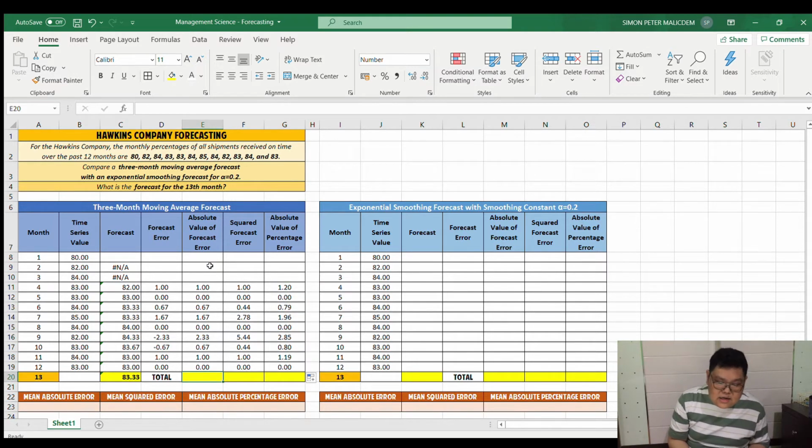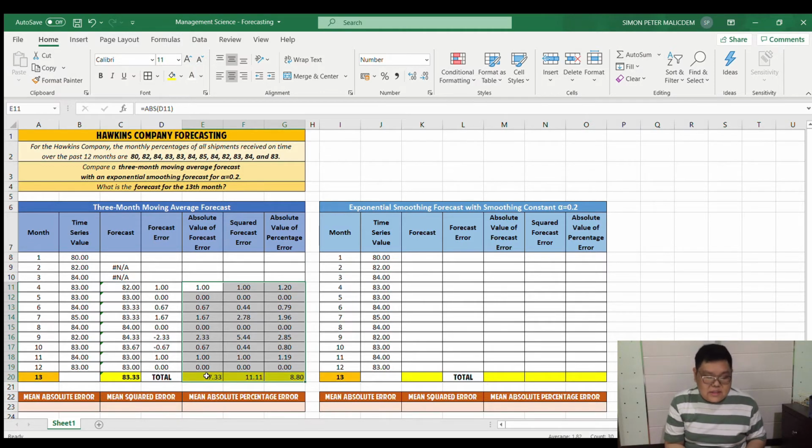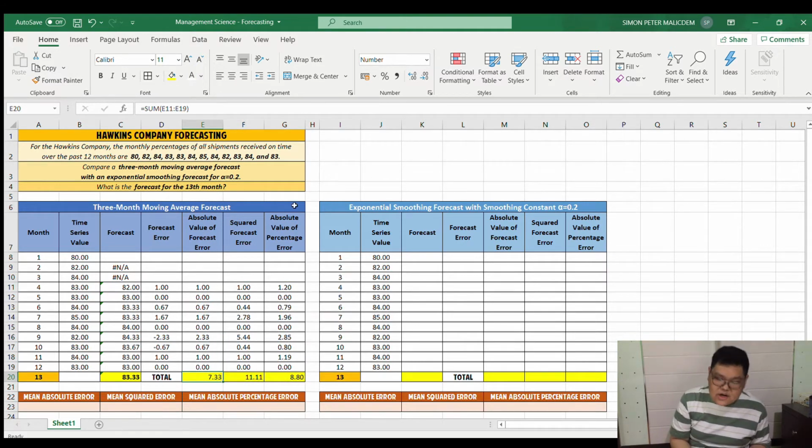To get the total or the sum of each column, select all of these, and click AutoSum. There we have it, the summation of absolute value of forecast error, squared forecast error, and absolute value of percentage error. So, let's solve for the mean of the 3 columns.